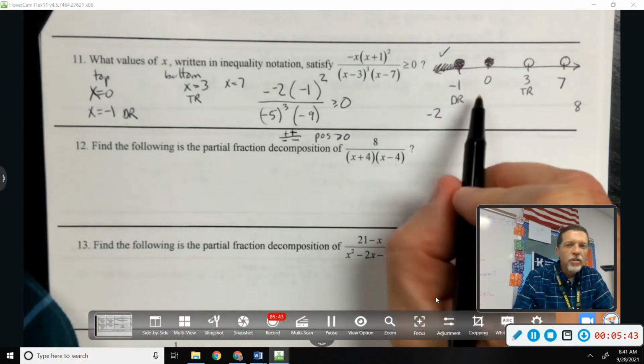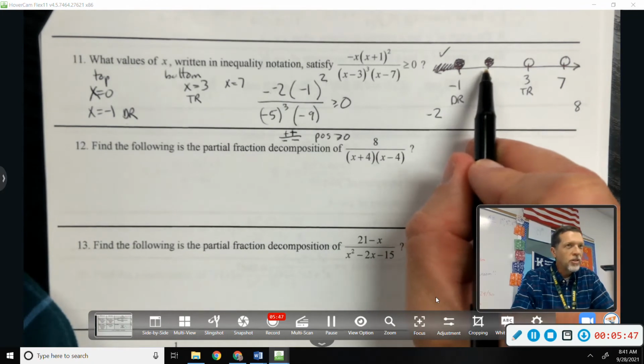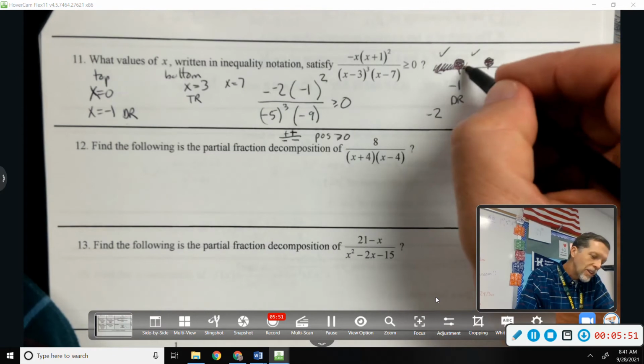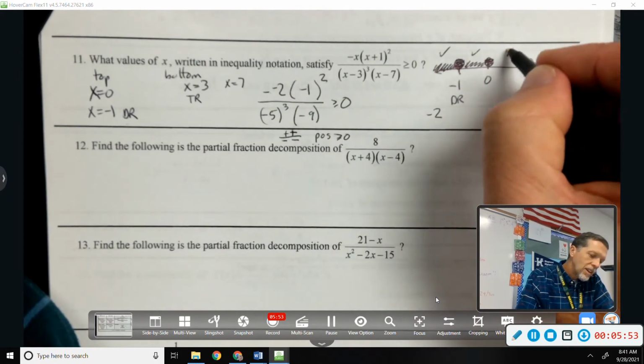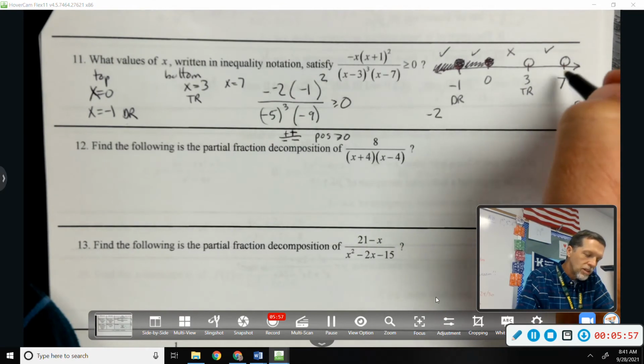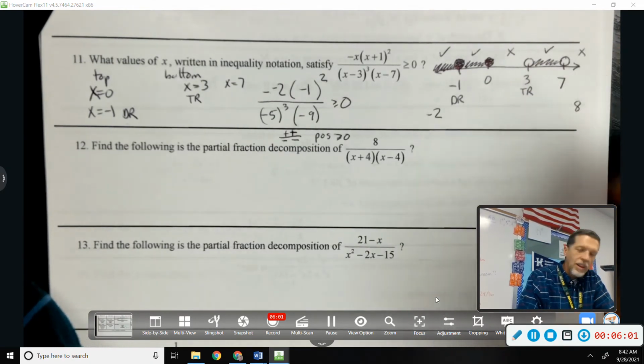So what about the shading between negative 1 and 0? Yes or no? It would also be shaded. Why am I not alternating? Because it's a double root. So that's a yes. And then it won't be shaded. Then it's a no. And then it's a yes, because a triple root changes 3 times. And then it's a no. That's a yes. And we think that's a no.